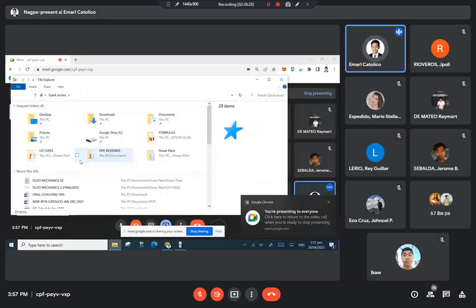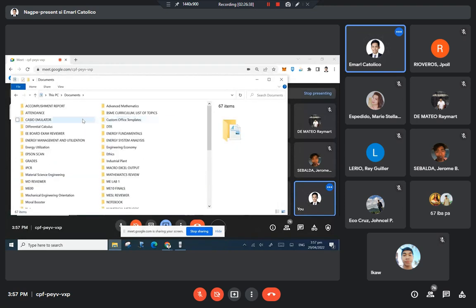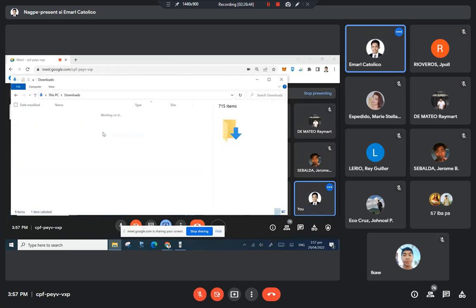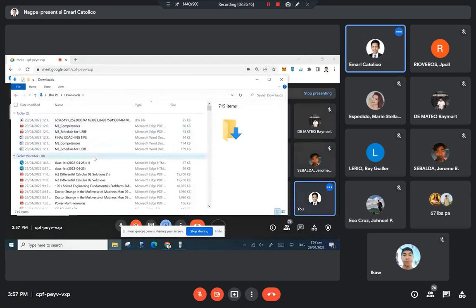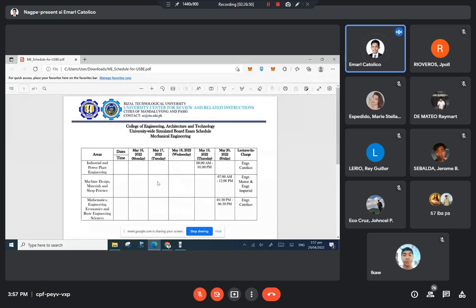Then, merong, alam ko nabanggit na ito ni Sir Minor, no? Merong university-wide simulated board exam. So, lahat ng naka-enroll ngayon ng INTEG, required kayo na mag-take ng simulated board exam.